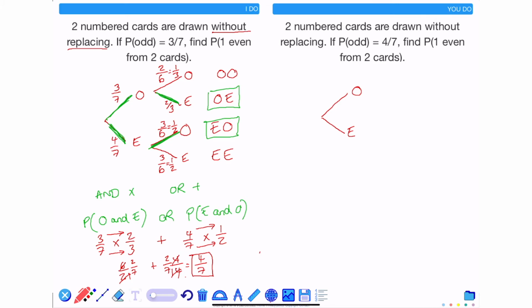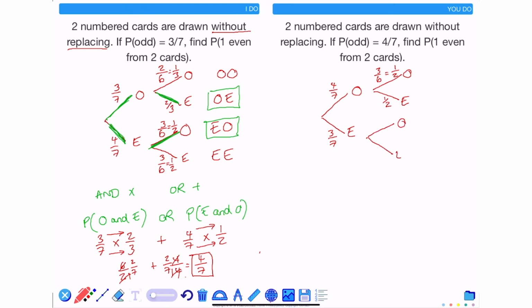The probability of getting an odd number is 4/7. The probability of getting an even number will be 1 minus 4/7, so 3/7. On my second draw, I could also get an odd or an even, except the probability of getting an odd will now be 3/6, because the number of odds has decreased by 1, and also the total number of cards, so that simplifies to a half. The probability of getting an even number will be 1 minus a half, so that's a half.